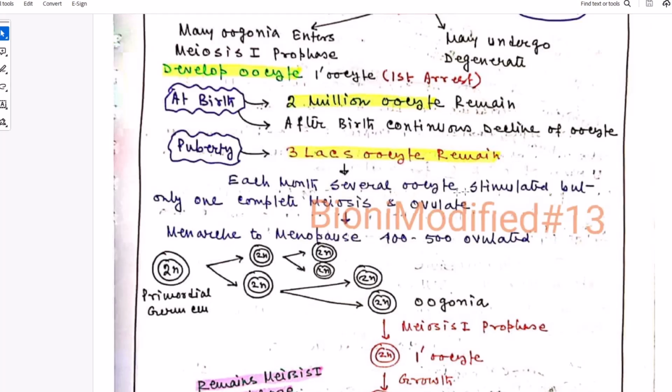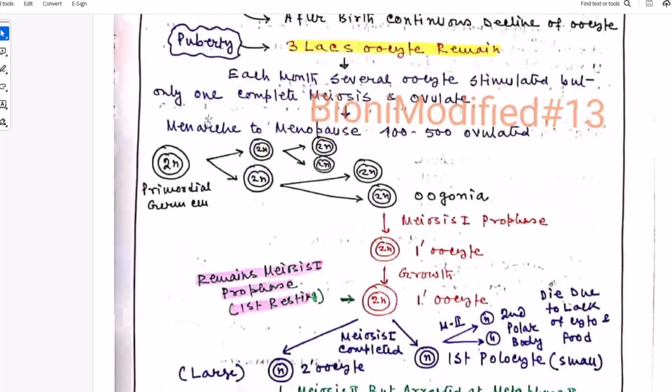This immature follicle is stimulated by a special gonadotropic hormone called follicle stimulating hormone. Between menarche and menopause, about 400 to 500 secondary oocytes will be ovulated. So in a female's life, 400 to 500 secondary oocytes will be ovulated from the ovary. Then these are actually the stages of oogenesis.